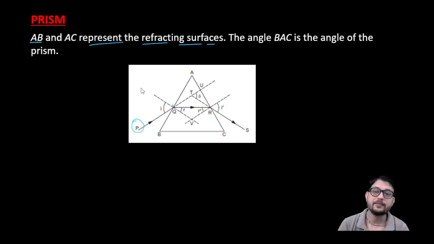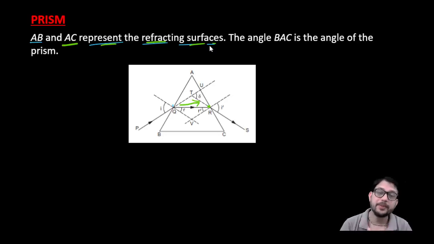Firstly we will draw this roughly, and then we move further. This is the new path adopted by the refracted ray, meaning the ray refracted by the interface AB. This ray comes and again strikes at point R, on the interface AC. Here you can see that AC represents the refracting surface. So there are two refracting surfaces basically.